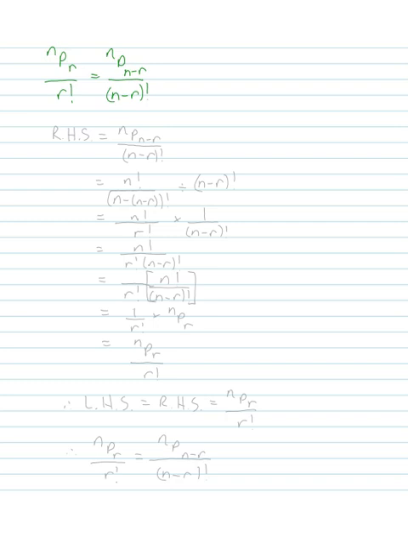Now, in order to do this, we're going to work one side to be the other. The reason being that the left-hand side is quite simple, the right-hand side is complicated, so quite likely we're going to work the right-hand side to be equal to the left-hand side. And the reason I choose this is because it looks to me as if I can simplify it. So the right-hand side equals n P (n minus r) over (n minus r) factorial.